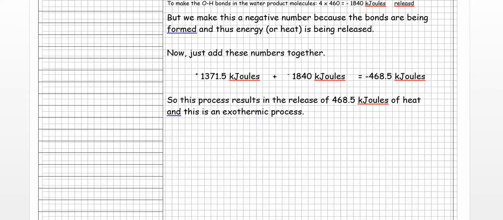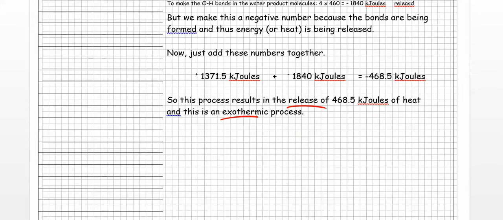All right? So this process results in the release of 468.5 kilojoules of heat, and this is an exothermic process. So what have we done? In this video, we've taken bond energies and we've used these bond energies to calculate the delta H for a reaction.